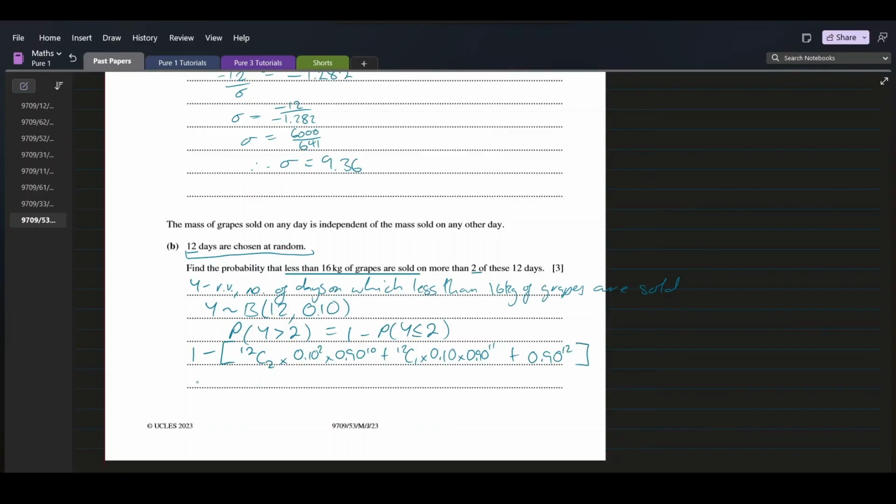Let's punch that into a calculator. 1 minus 12 choose 2 times 0.1 to the power 2 times 0.9 to the power 10 plus 12 choose 1 times 0.1 times 0.9 to the power 11 plus 0.9 to the power 12. Let's close our bracket. That is 0.111, and that is our final answer.